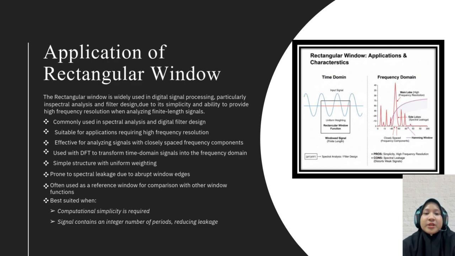The rectangular window is best suited when computational simplicity is required and the signal contains an integer number of periods, which helps reduce spectral leakage. In conclusion, although the rectangular window has limitations due to spectral leakage, it remains a useful and important window function for basic analysis and comparison purposes.